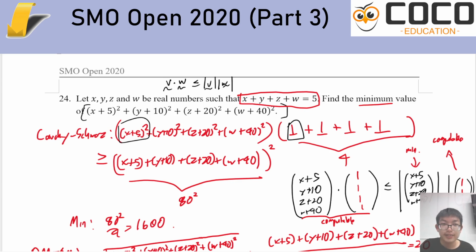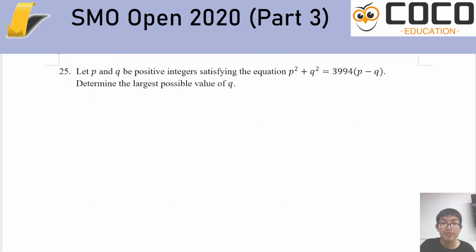Last question is not easy again. It's not easy again because if we are looking at this here, it is quite innocent looking, but despite how innocent it looks, it is not that simple to solve.